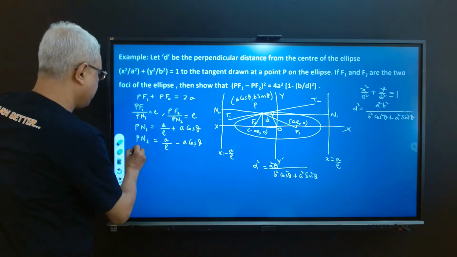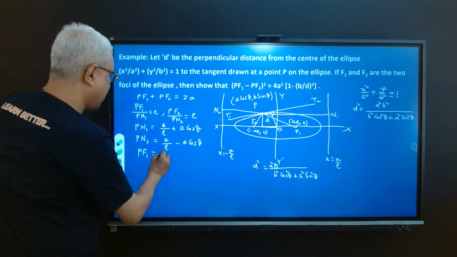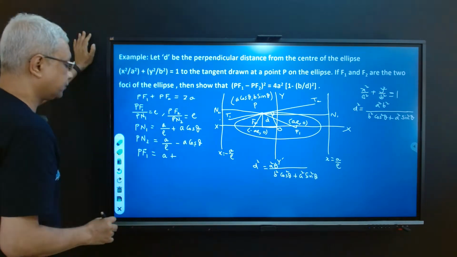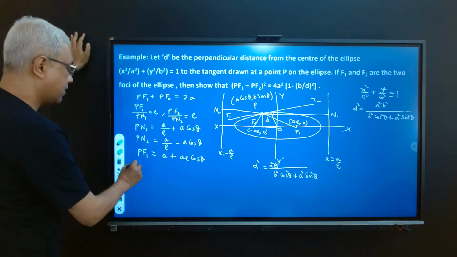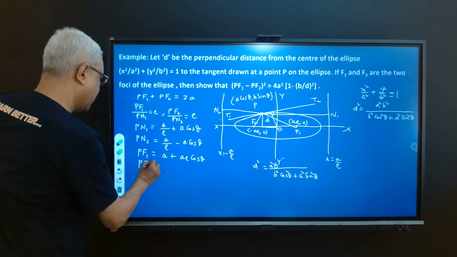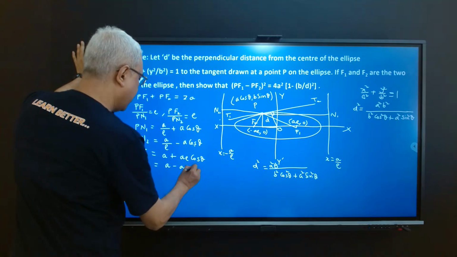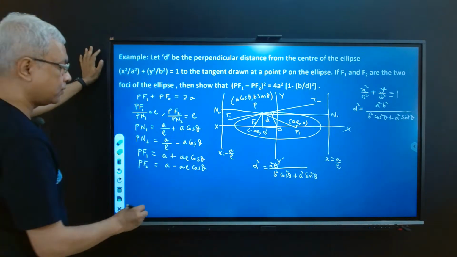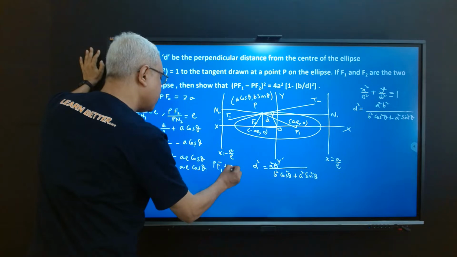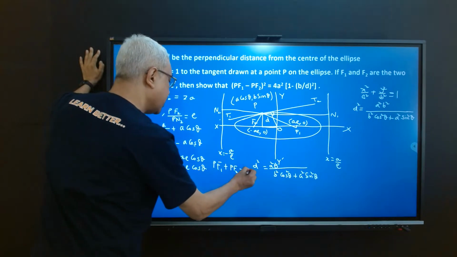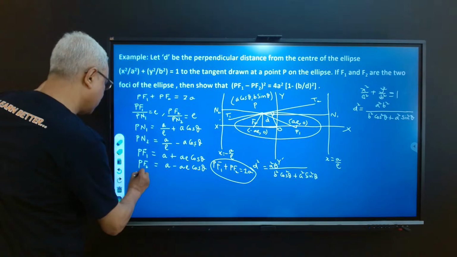Okay, so PF1 is how much? PF1 is a plus ae cos theta, and PF2 is a minus ae cos theta. Therefore, PF1 plus PF2 is 2a. That we know. Now, what about PF1 minus PF2?